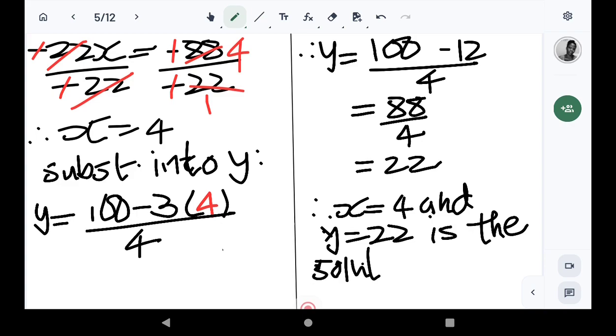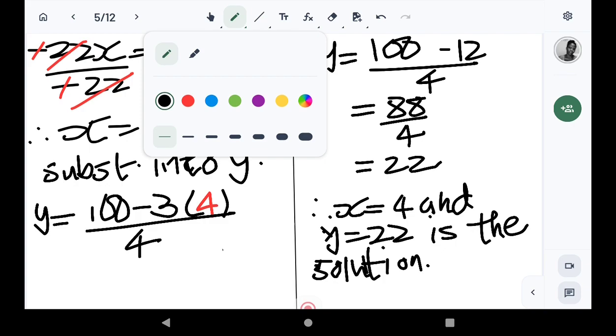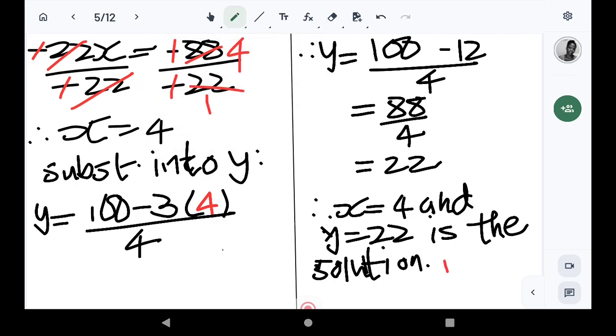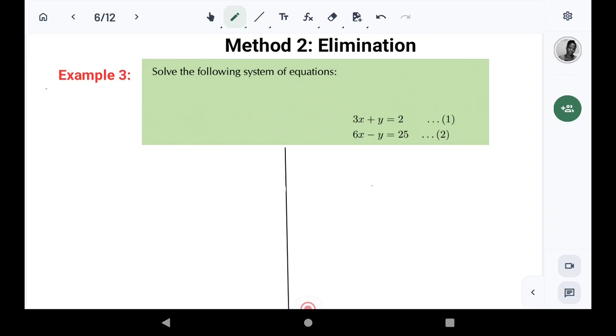Remember, when you check, you must check that both x and y hold for equation 1, and they also hold for equation 2. That's how you check. And for them to hold, obviously, your left-hand side must be equal to the right-hand side on both occasions.